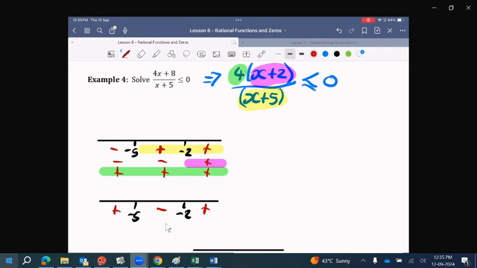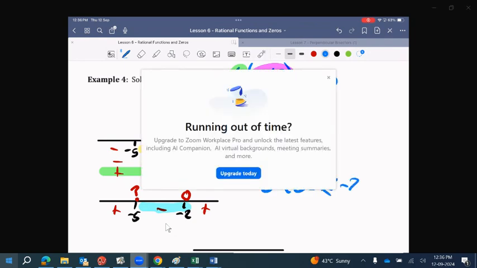At negative 2, we're going to have a 0. And negative 5 is undefined because it's in the denominator. So we want less than or equal to 0 as our answer. That means we want that bit, don't we? So our result is going to be negative 5 up to and including negative 2. As an inequality, negative 5 less than x less than or equal to negative 2.